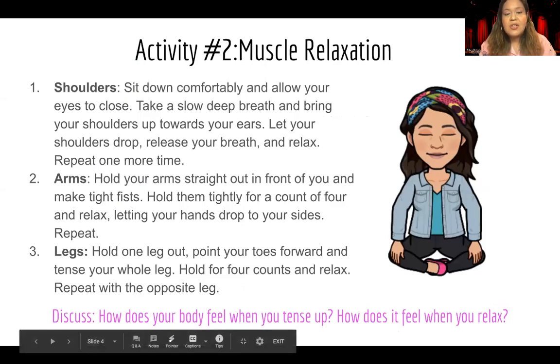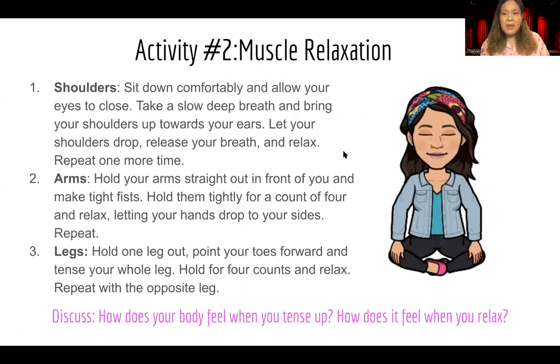So exercise number 2 is going to be muscle relaxation. And basically what this is, you're practicing tensing up different parts of your body and then releasing them. So for the first one, you're going to close your eyes. You're going to take some slow, deep breaths. So let's do 3 to start out with.